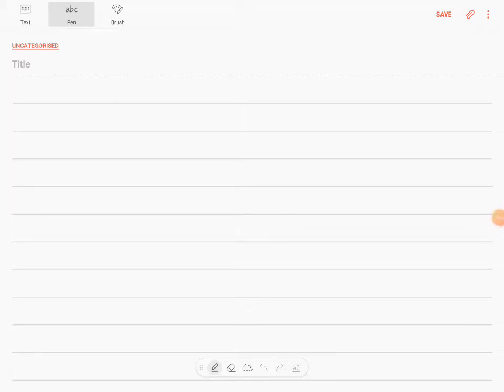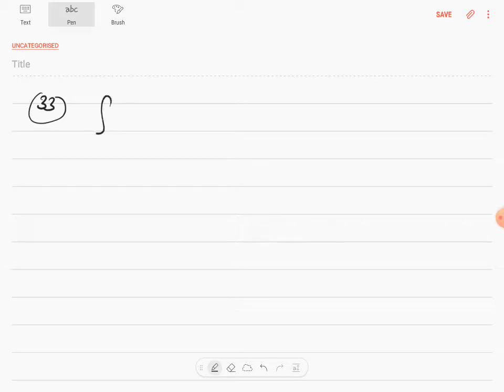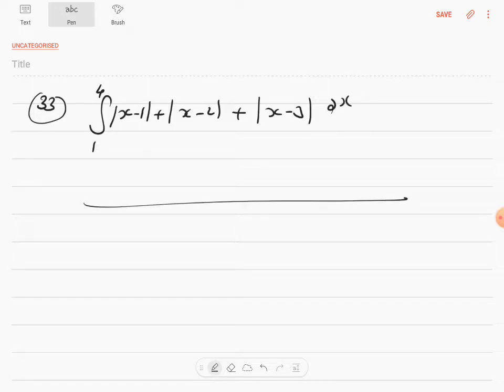So let me continue from the 33rd sum in miscellaneous. The 33rd sum is the integral from 1 to 4 of mod of x minus 1 plus mod of x minus 2 plus mod of x minus 3 into dx. If you look at this sum, the critical points are 1, 2 and 3.